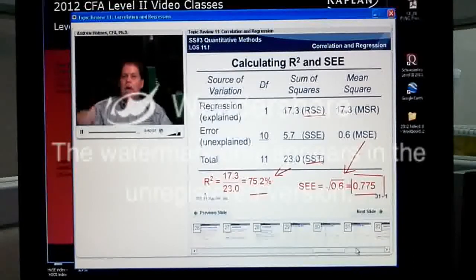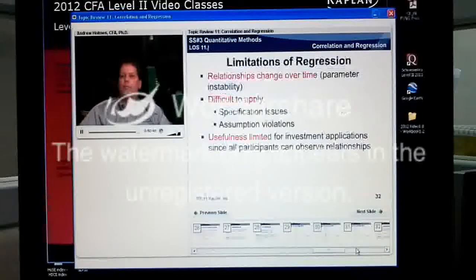All right? And to kind of wrap things up here in terms of the limitations of regression, remember that we're going to have issues with this because, one, the relationships change over time. We call that parameter instability. So we estimate a regression equation in one period, and we try to rely on those estimates in the next period, and things have changed. This is difficult to apply because of specification issues that we're going to go into in some detail in the next reading.